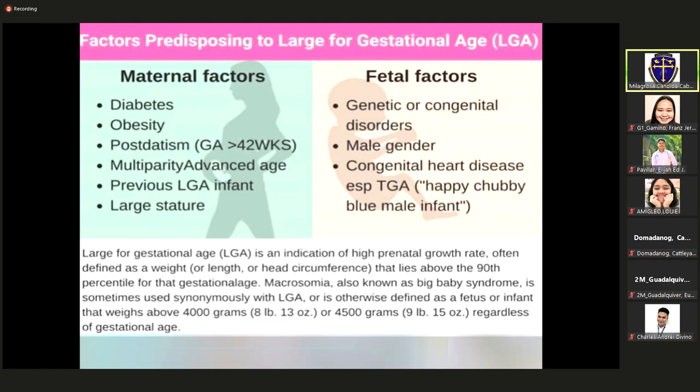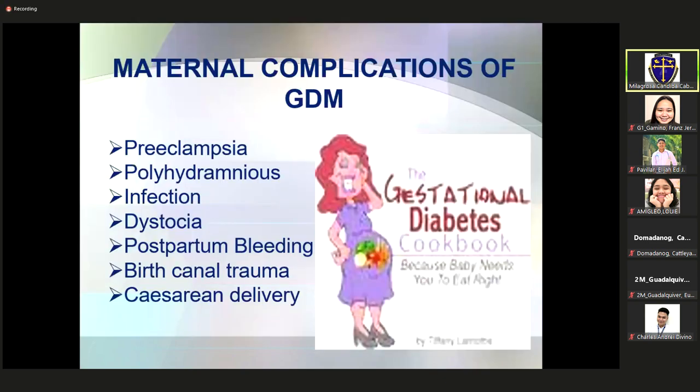Okay, your TGA, guys, or your transposition of great arteries, is also called a cyanotic congenital heart defect. Yung nakalagay dyan, hindi ito happy, chubby, blue infant. The baby is blue, guys. So ibig sabihin yan, is a problem.